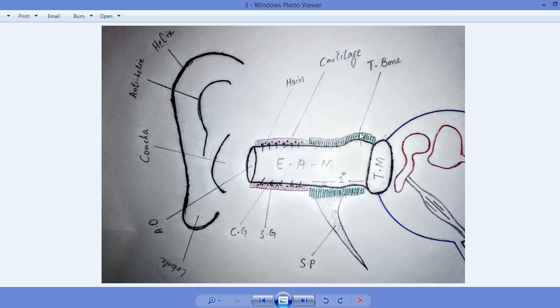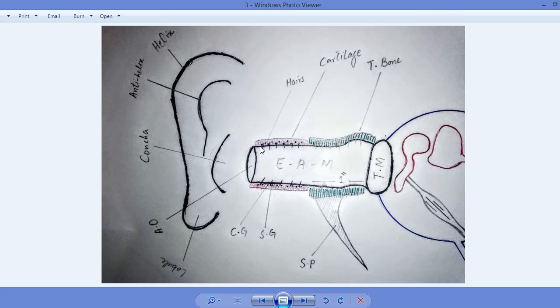This is the temporal bone, which gave the bony structure to the bony part of the external acoustic meatus. And this is the cartilage, which makes the cartilaginous part of the external acoustic meatus.